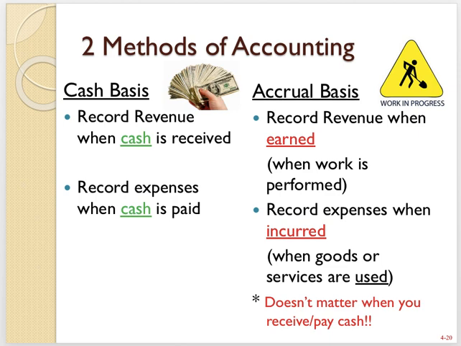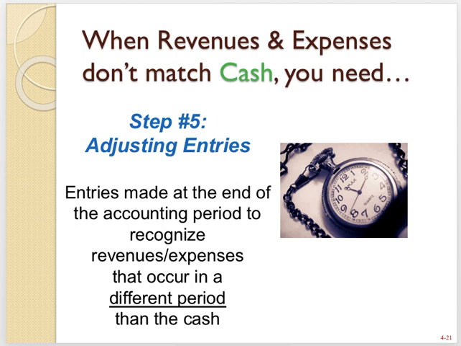And what we use in order to carry out the accrual basis is adjusting entries. Okay, so adjusting entries occur whenever there's a timing difference, when revenues and expenses don't match cash, when it happens in a different time period. You need adjusting entries. And adjusting entries are entries made at the end of the accounting period to recognize revenues and expenses that occur in a different period than the cash. Okay, so I'll give you some specific examples of these timing differences.